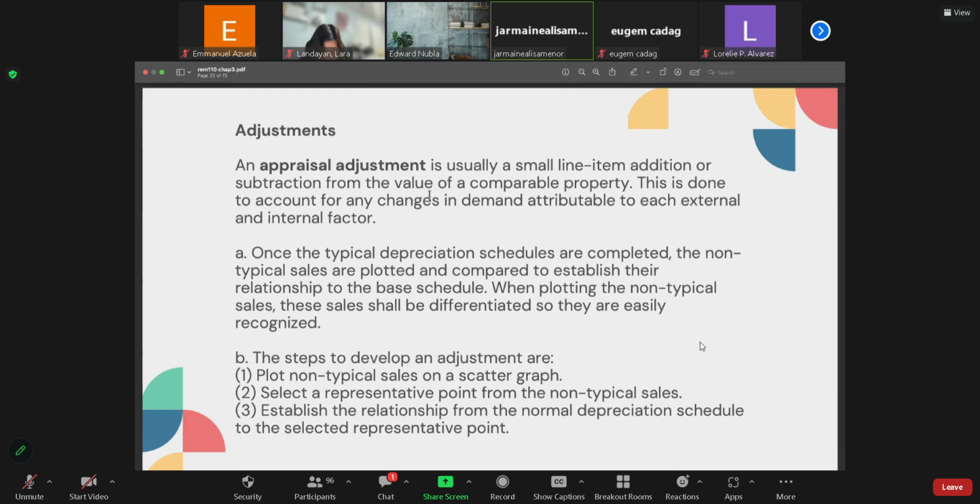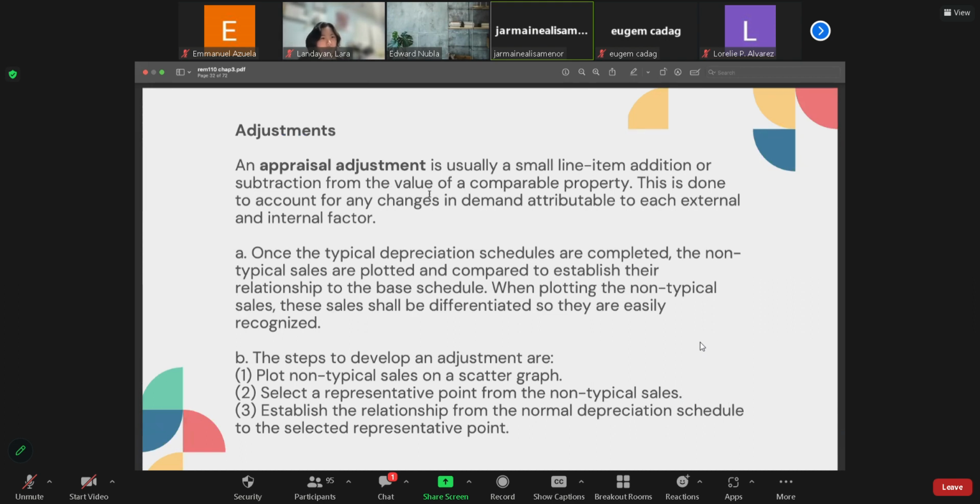One such adjustment would be for houses with more or less than typical maintenance. These adjustments are referred to as effective age. Effective age is derived from how the market reacts to the properties that are different from the typical house in the market area. So the steps to develop an adjustment are: plot non-typical sales on a scatter graph, select a representative point from the non-typical sales, and establish the relationship from the normal depreciation schedule to the selected representative point.